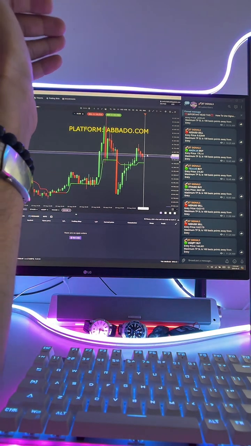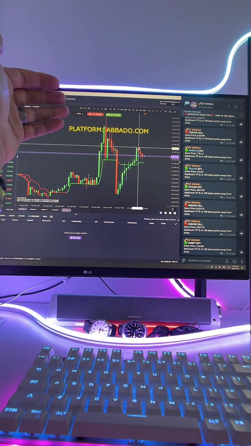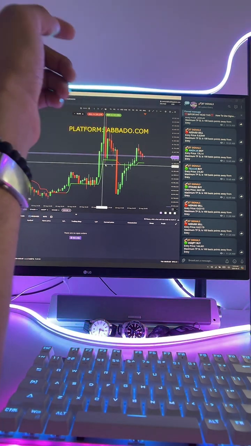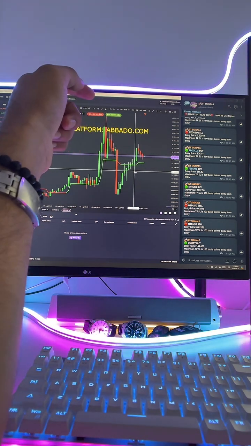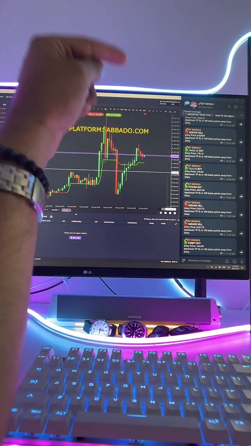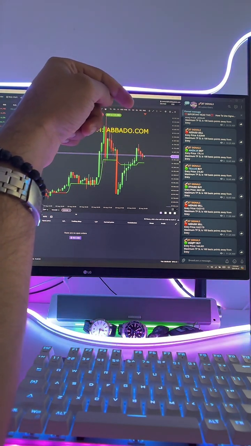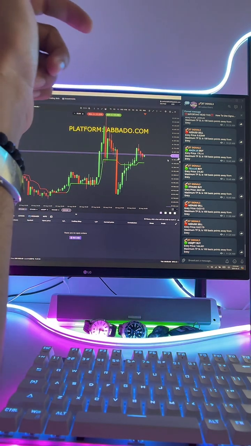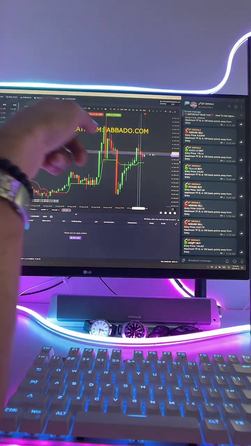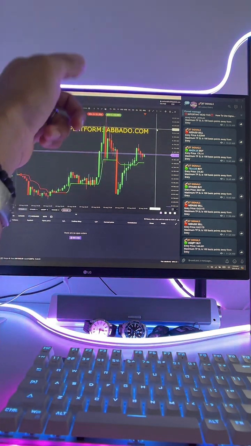All right, guys. So now what we're going to do is, right here, the super trend is still green. Let's see if we get a little bit of a push back down, and then I will be entering a long position so that we can ride this trend up.